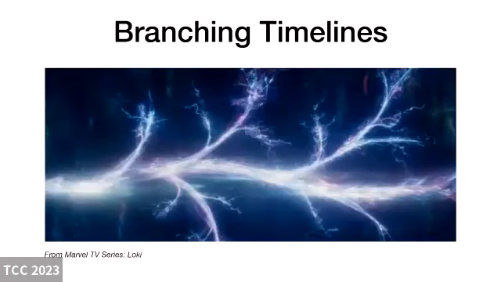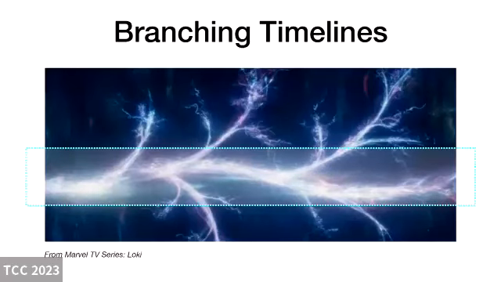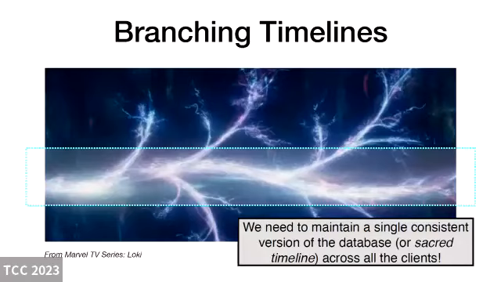Just to illustrate what I mean, this branching problem that I mentioned could just keep happening over and over until you have many different versions of the database. So in some sense, one of the main goals of memory checking in the parallel setup is to have one consistent timeline, or one consistent version of the database, across all the clients. This brings us to our definition.